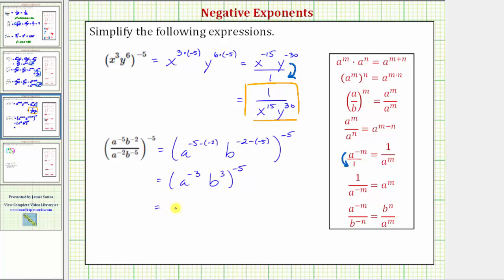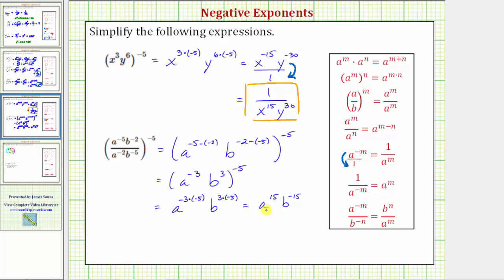So this is equal to a raised to the power of negative 3 times negative 5, b raised to the power of 3 times negative 5. So we have a raised to the power of positive 15, b raised to the power of negative 15. So notice how the a does have a positive exponent, but the b doesn't.